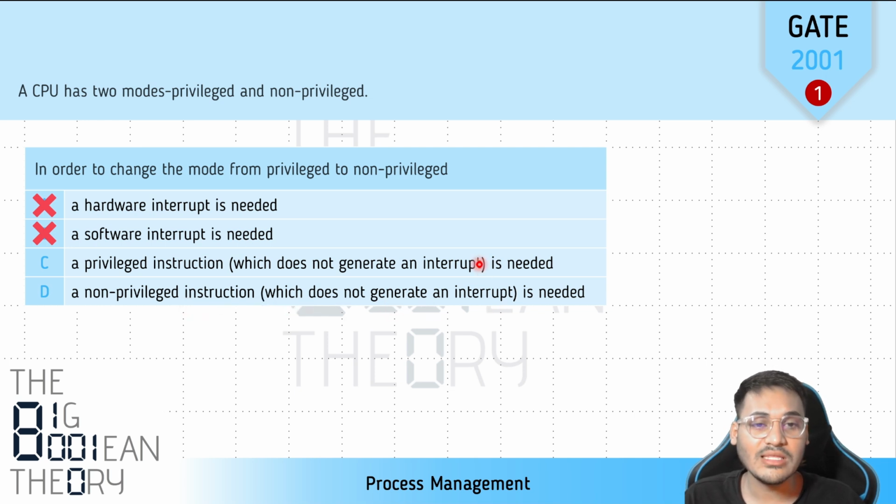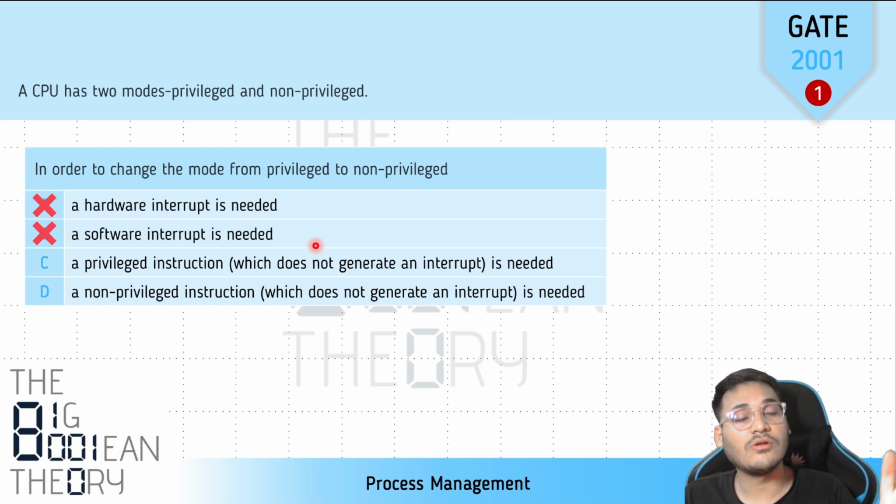So first of all, one thing is clear: whatever instruction we need to drop the privilege, it should not generate an interrupt, because as we discussed in the first and second options, whenever there is an interrupt, the privilege is elevated. We do not want to raise or elevate the privilege, we want to lower it. So any instruction, whether privileged or non-privileged, should first of all be an instruction which does not further generate an interrupt, right? So having this cleared out, the question now boils down to whether we need a privileged instruction or a non-privileged instruction.